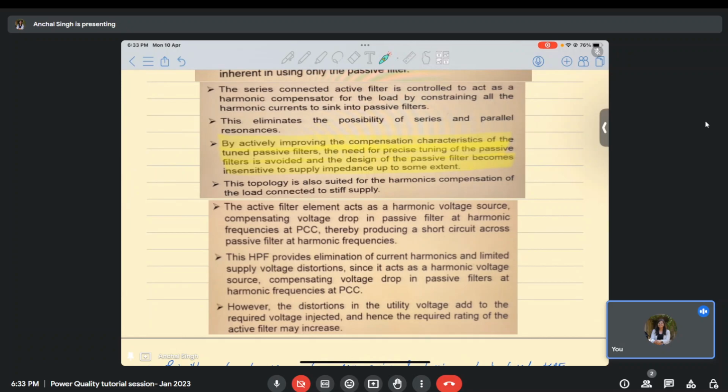Now, by actively improving the compensation characteristics of the tuned passive filters, the need for precise tuning of the passive filters is avoided, and the design of the passive filter becomes insensitive to supply impedance up to some extent.